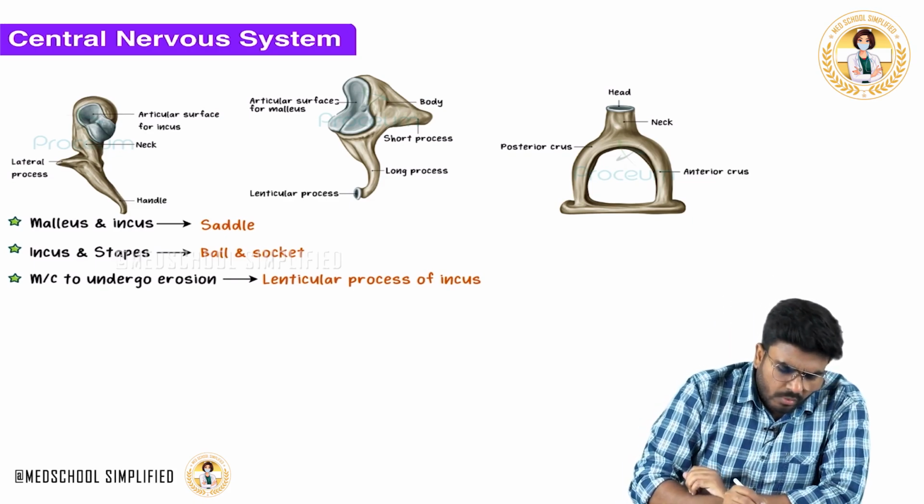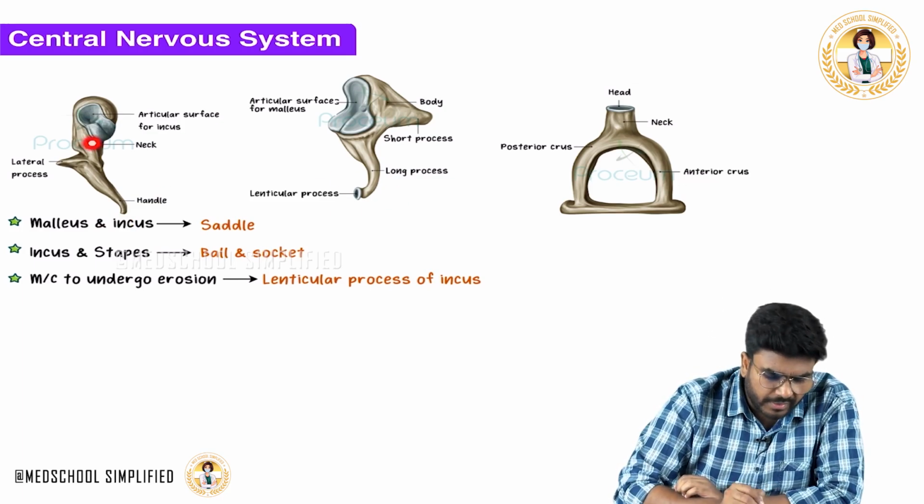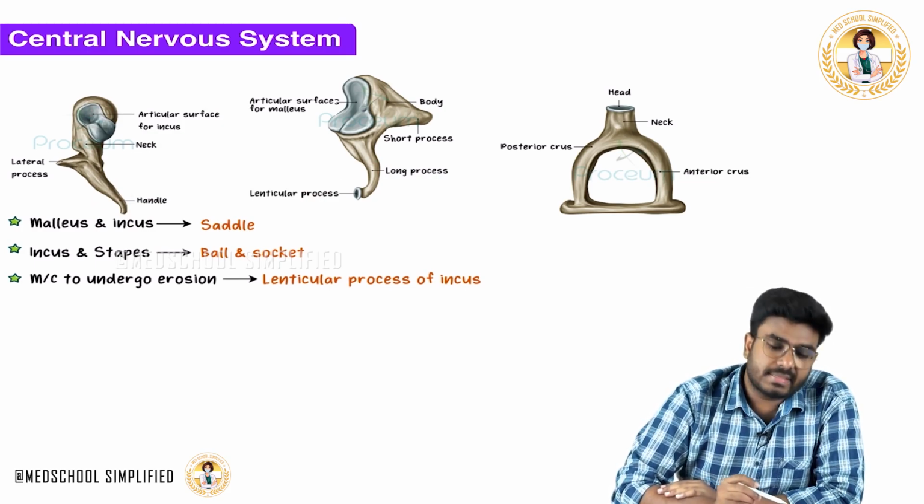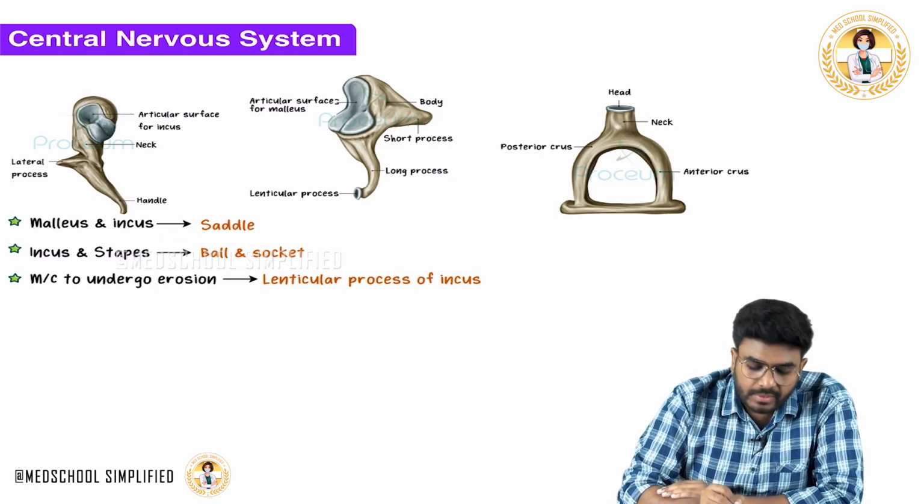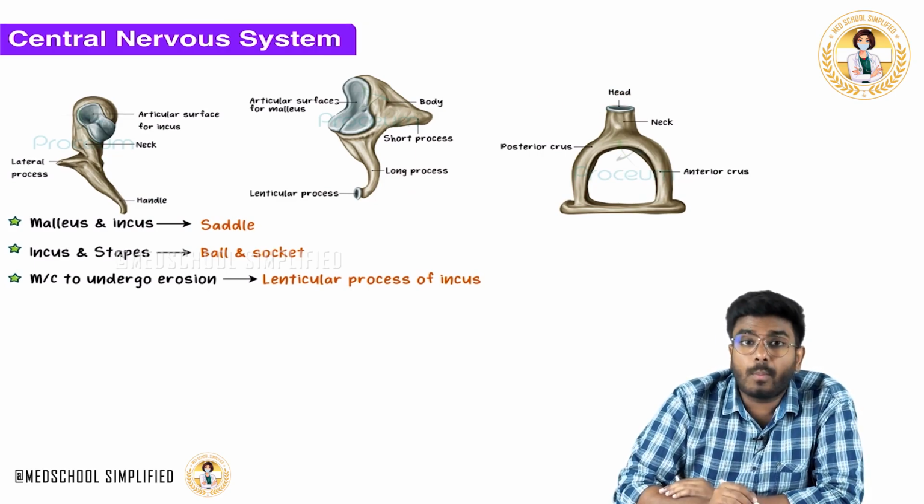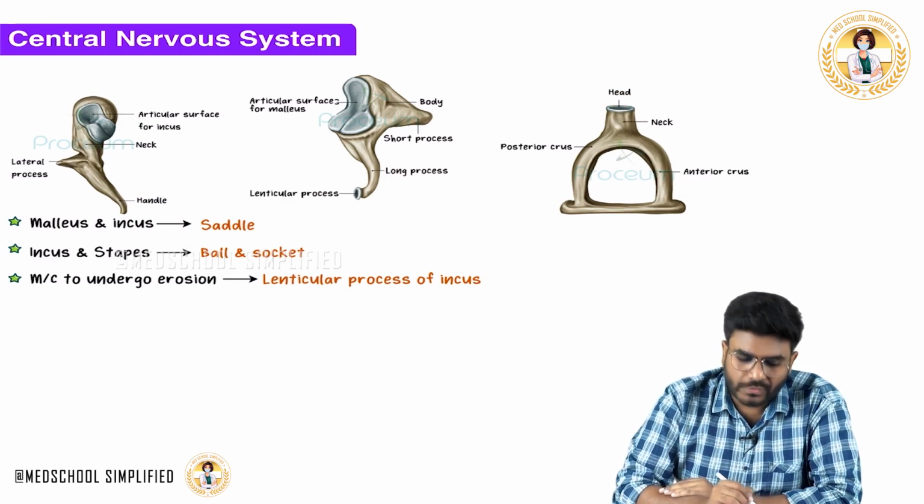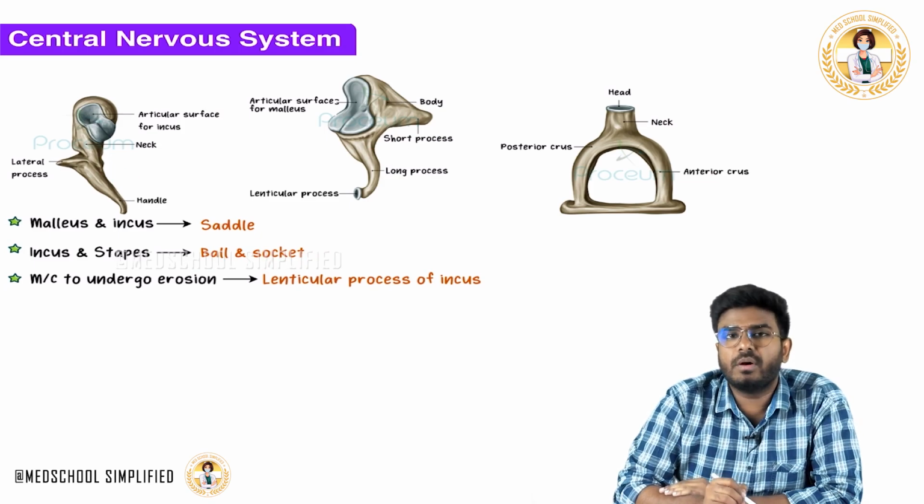Now which type of synovial joint is present between the malleus and incus? In between the malleus and incus, there is a saddle type of synovial joint. Saddle type of synovial joint. And in between the incus and stapes, there is a ball and socket type of synovial joint. So between malleus and incus it is saddle type, and between incus and stapes it is ball and socket type of synovial joint.